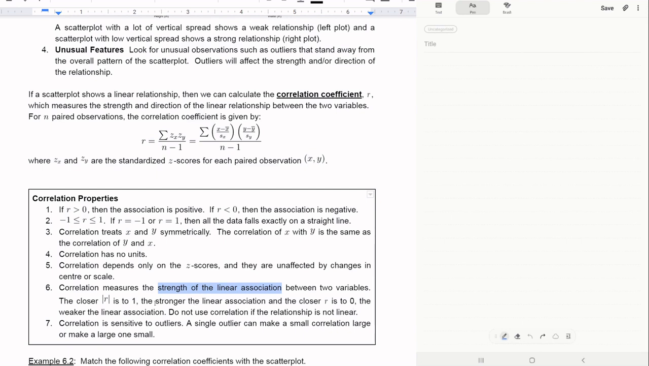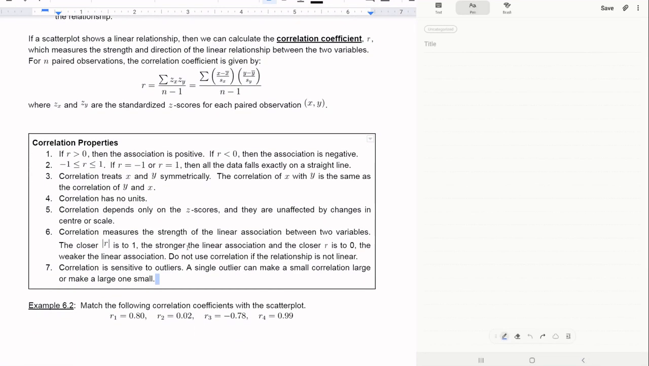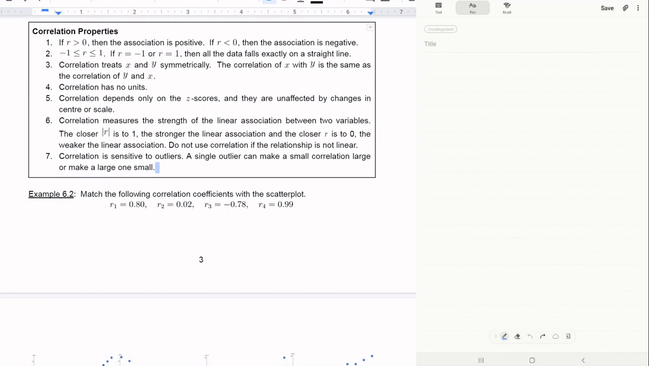Now, the correlation coefficient is sensitive to outliers, and so a single outlier can make a small correlation large or make a large correlation small. Okay, so let's have a look at some examples of the correlation coefficients.